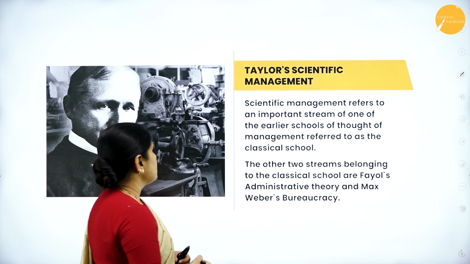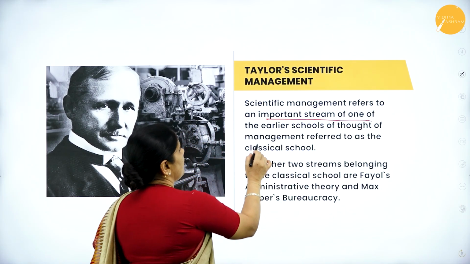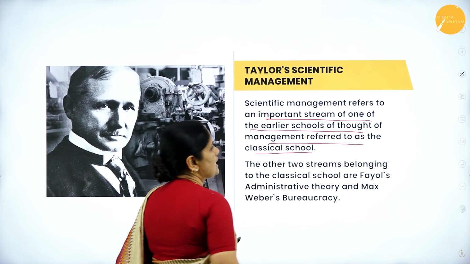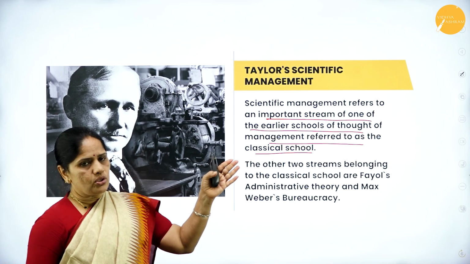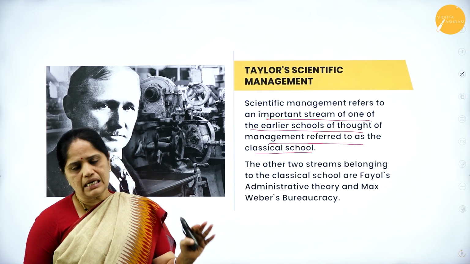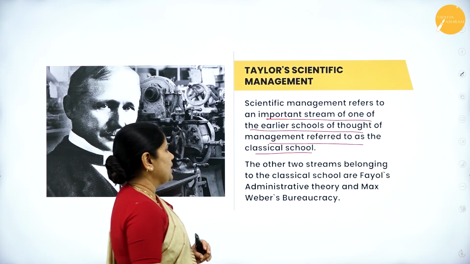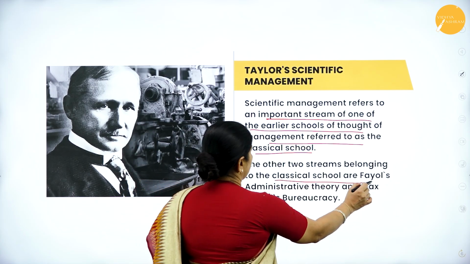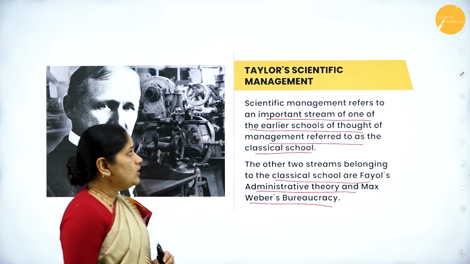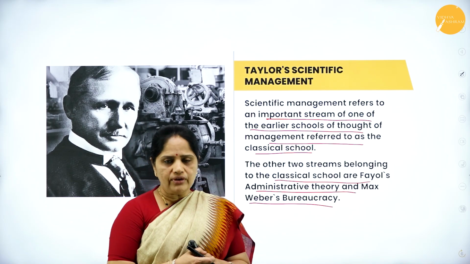Let us understand the concept here. Scientific management refers to an important stream of one of the earlier schools of thought of management, referred to as the classical school. So now we have the two schools of management. One is the classical school, one is the modern school. So this is the classical school of management. Now the other two streams belonging to the classical school are Fayol's administrative theory and Max Weber's bureaucracy. Now this scientific management comes under the classical school of management.